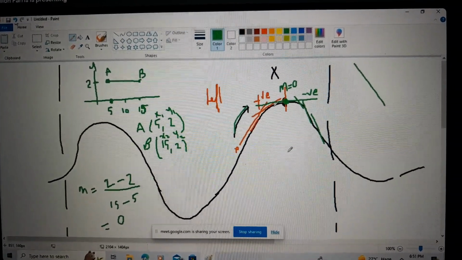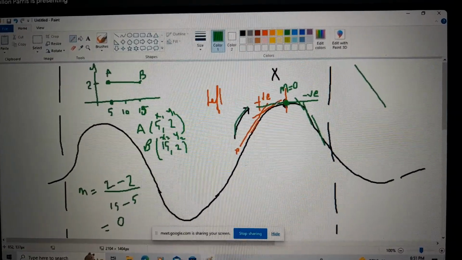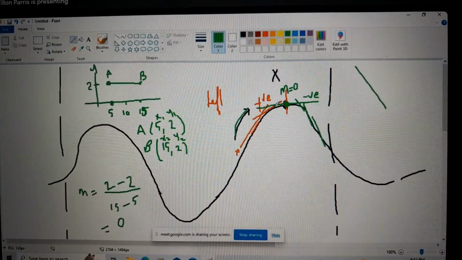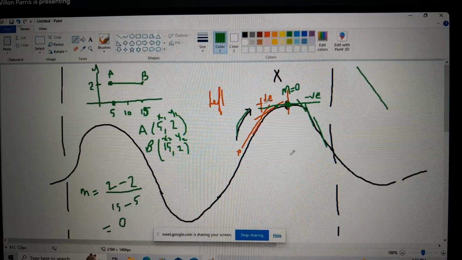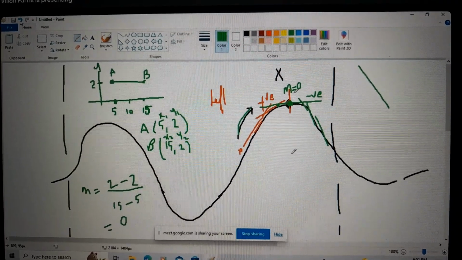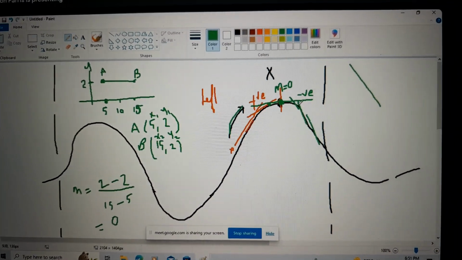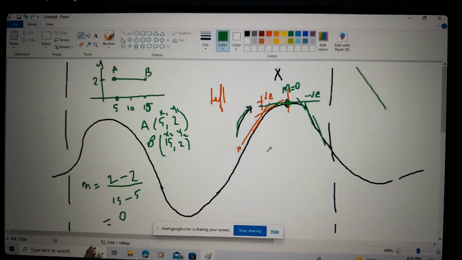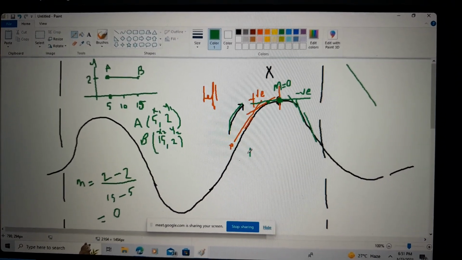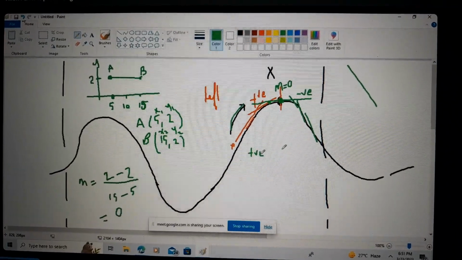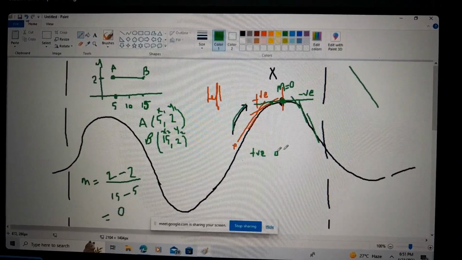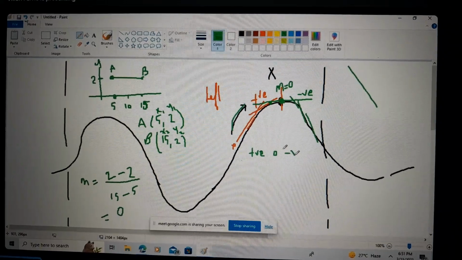If the behavior of the gradient before the point is positive, at the point it's 0, and after the point the gradient should be negative. So for a maximum point, you move from a positive value to 0 to a negative value.